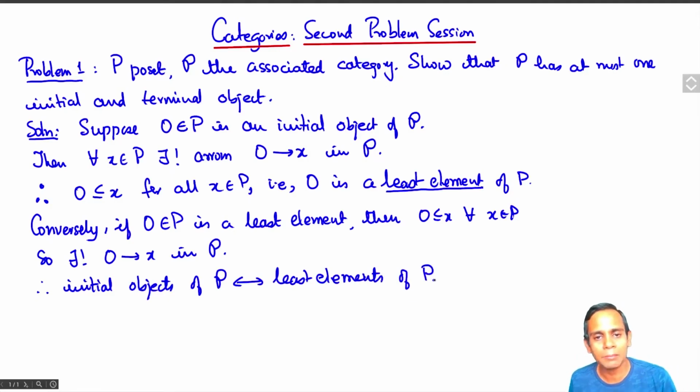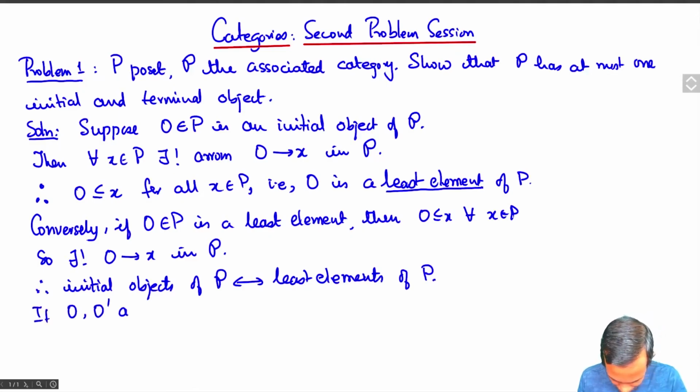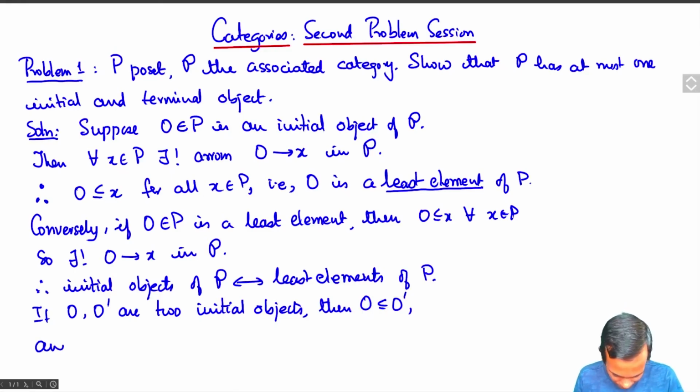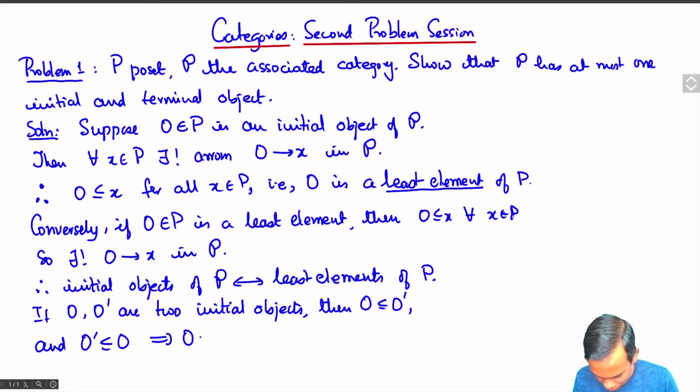We need to show that there is at most one least element in P. So if 0 and 0 prime are two initial objects, then 0 is less than or equal to 0 prime because 0 is a least element of P, and 0 prime is less than or equal to 0 because 0 prime is a least element of P. But by the axioms for a partially ordered set, this implies that 0 is equal to 0 prime. Therefore, there is at most one least element in P.